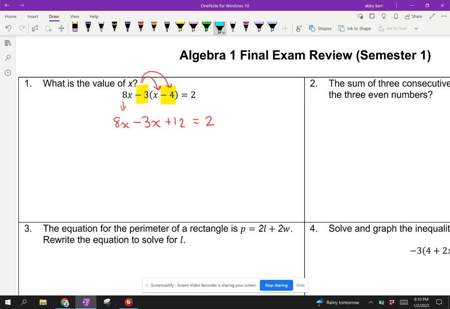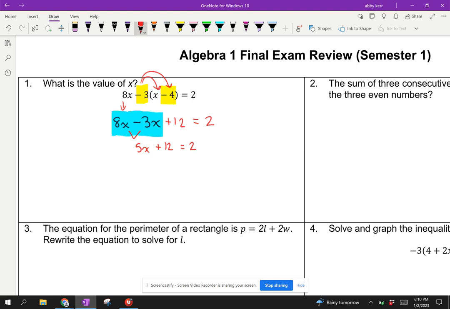Combine like terms have to be on the same side of the equation, left side, right side, and it has to have the same variable with the same exponent or just the constants. In this case, the only like terms are 8x and then minus 3x, which results in 5x plus 12 equals 2.